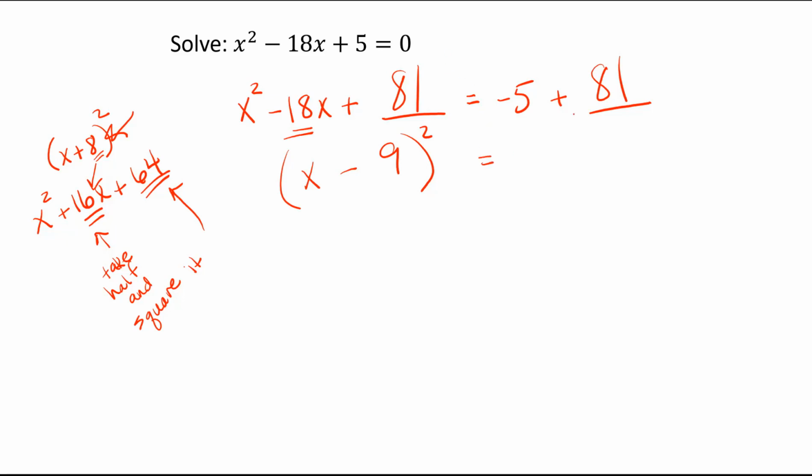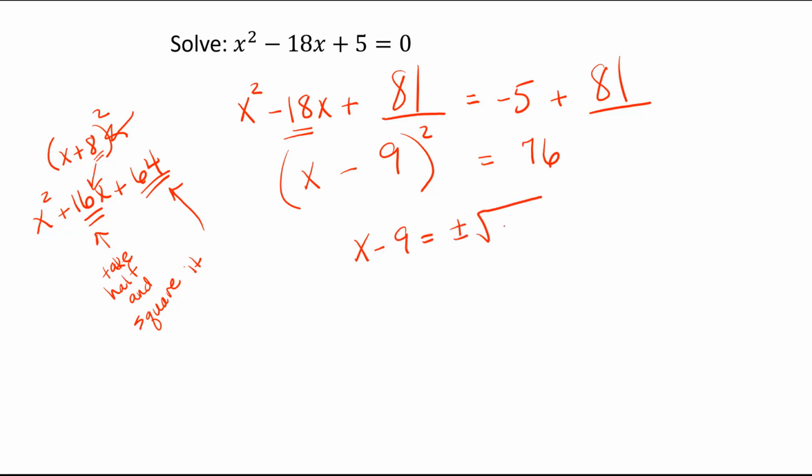And now we will just add these numbers on the right side. Adding 81 to both sides of the equation is perfectly legal. You're allowed to do that with an equation. You can add anything that you want to both sides of the equation. Negative 5 plus 81 is going to be 76. And so now we can take the square root on both sides, and we'll get x minus 9 equals plus or minus the square root of 76.